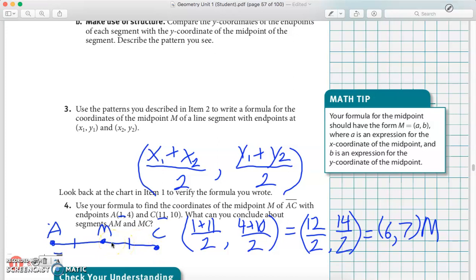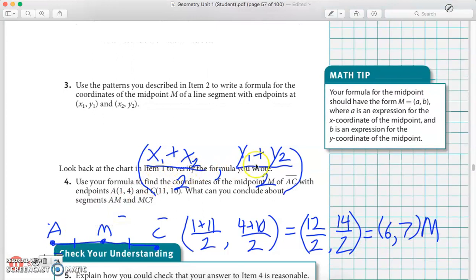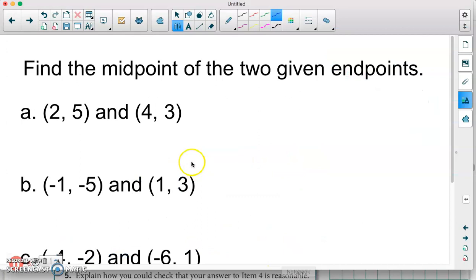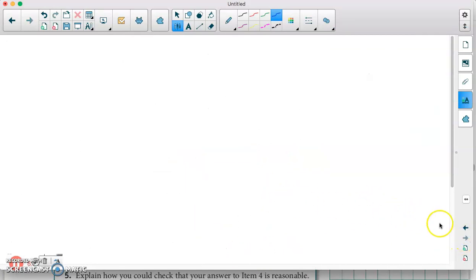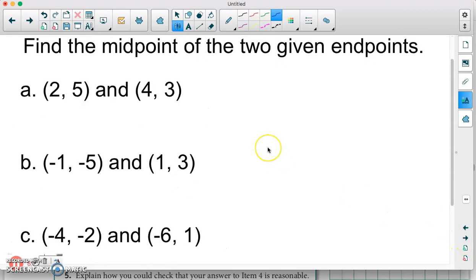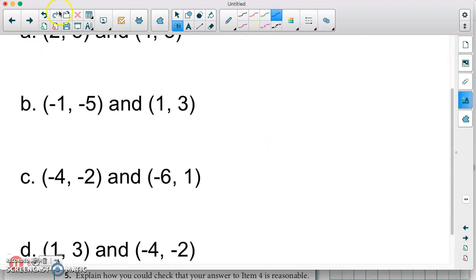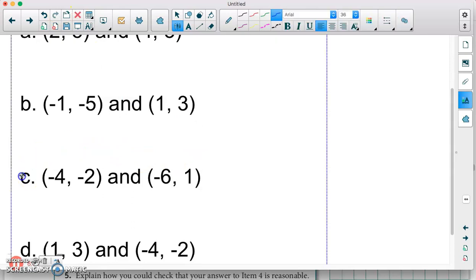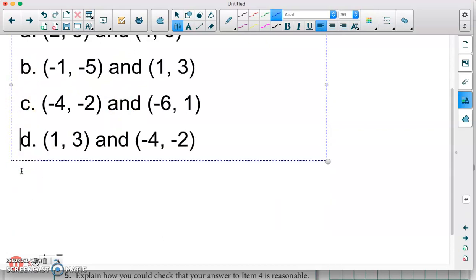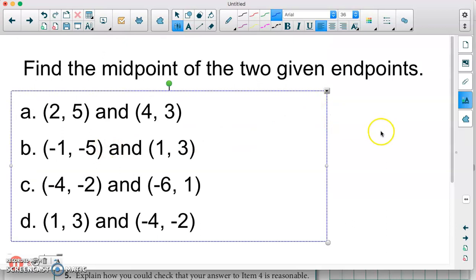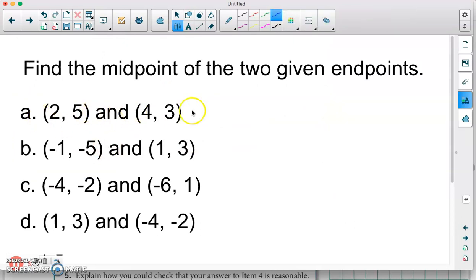All right. So real quick, do just what I did. Use this formula, and let's see if you can find the midpoint of these. So find the midpoint of these 4 pairs of endpoints. Let me get them up there so we can see them all. All right, so do your best, find the midpoint if you're given these 2 endpoints. See if you can do all 4 of these, and then we'll go over the answers.